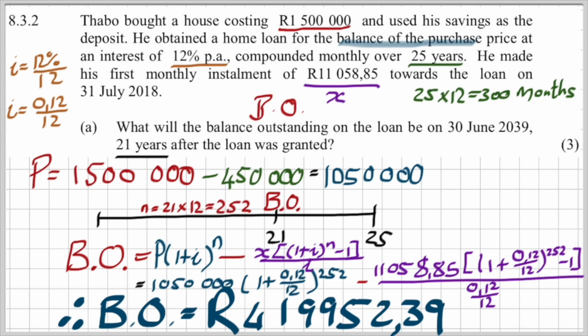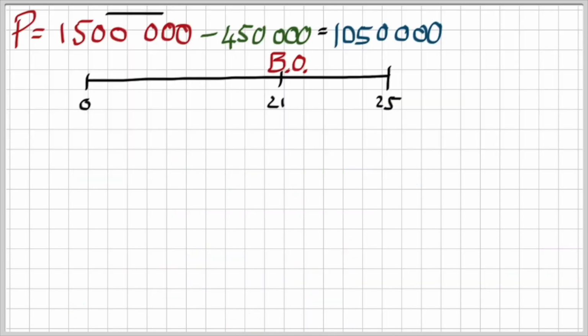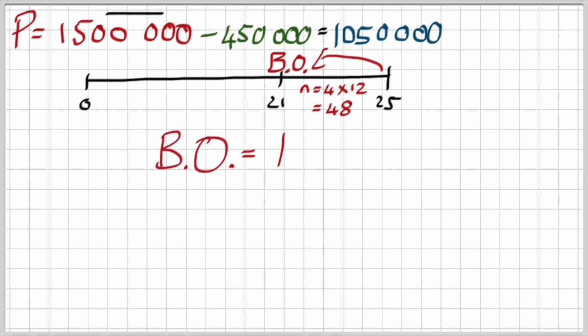A lot of money that you owe the bank. But if I look at the other method, the second method, which is much simpler, I'm going to look at the balance outstanding by looking at that period between 21 and 25 years. And N is simply 48. But because I am looking back, I am going to use the present value formula with N being 48.